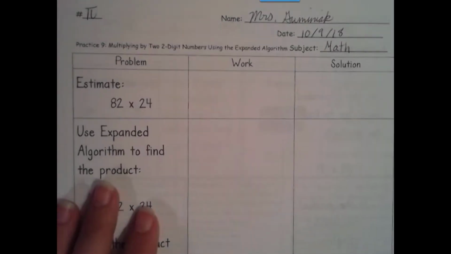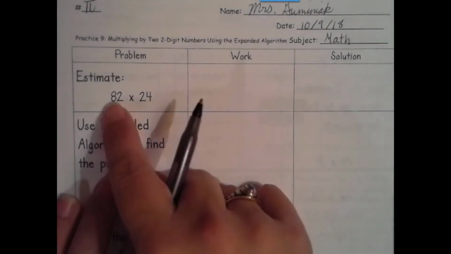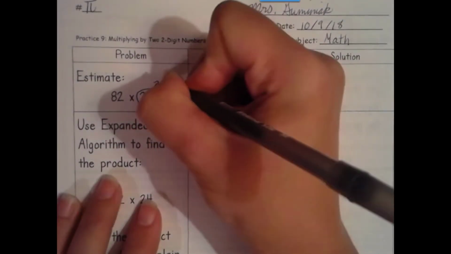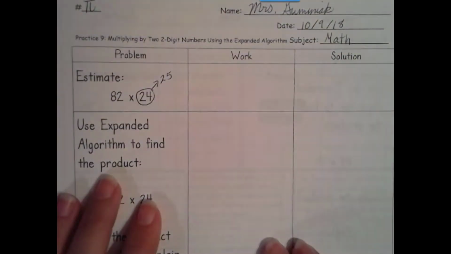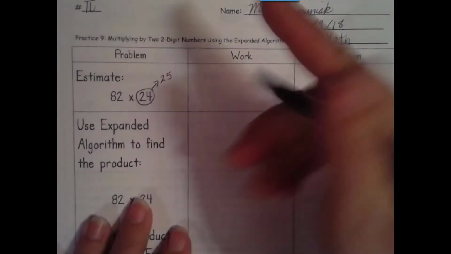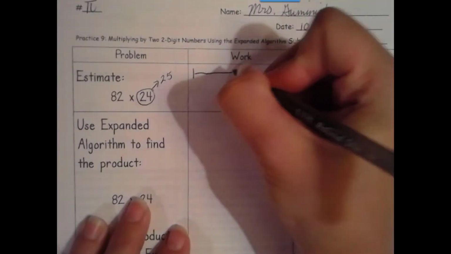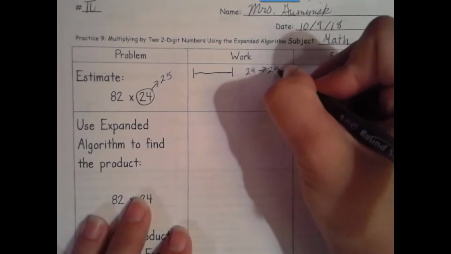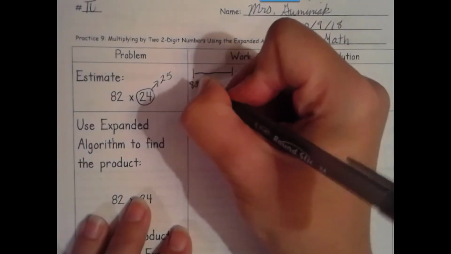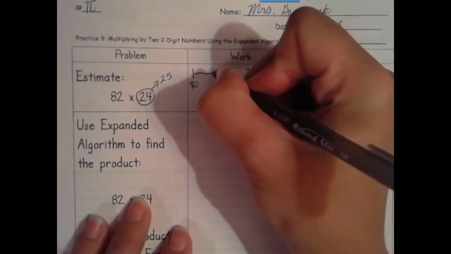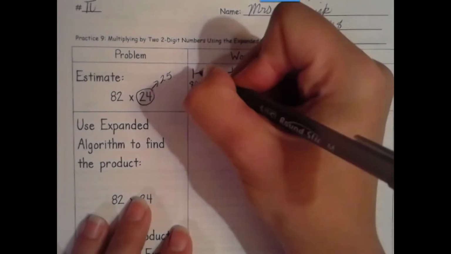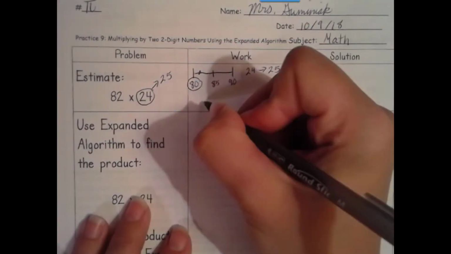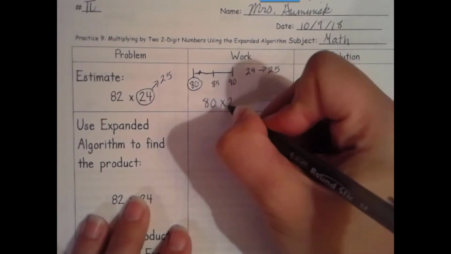Alright, so here we're going to estimate first. So I'm going to look for a compatible number. This one is close to 25, so I'm going to make that 25. And then 82 is not close to 25, so I'm going to round. So 24 is going to become 25. And then 82 is between 80 and 90. Halfway is 85. 82 is somewhere over there, so it's closer to 80. So 80 times 25.